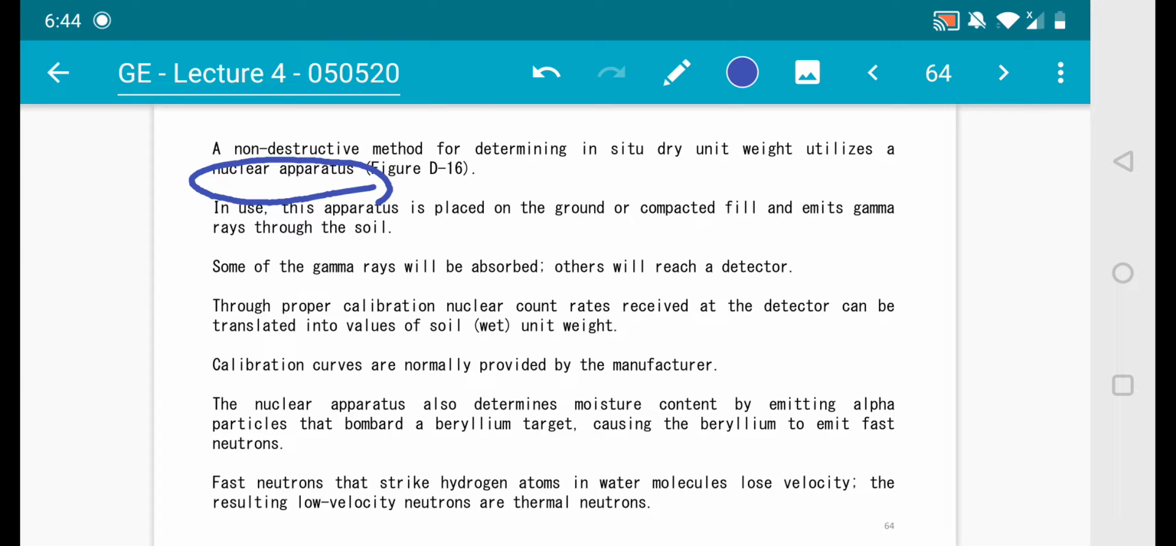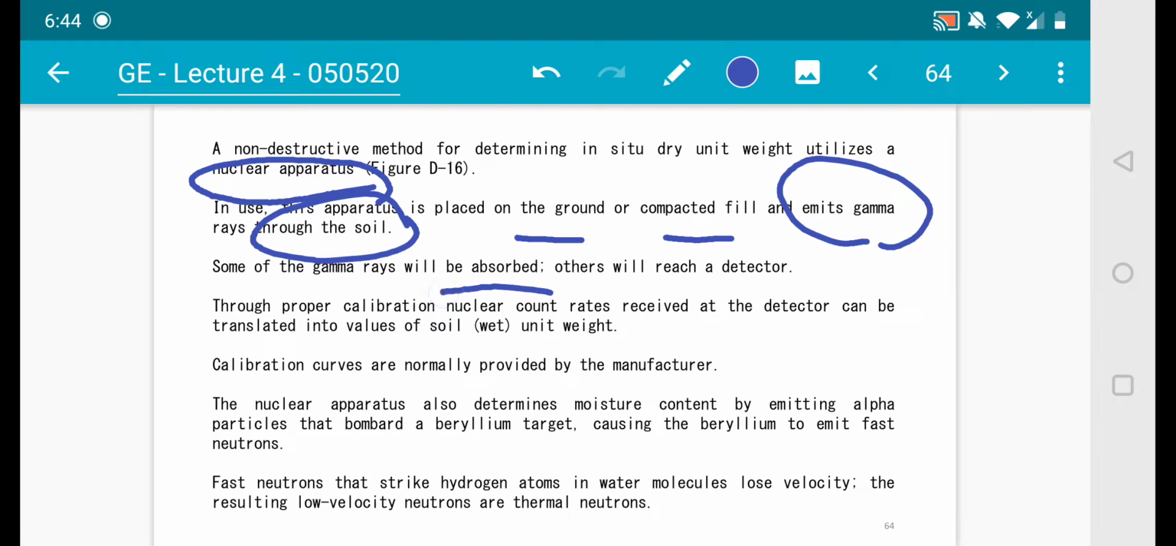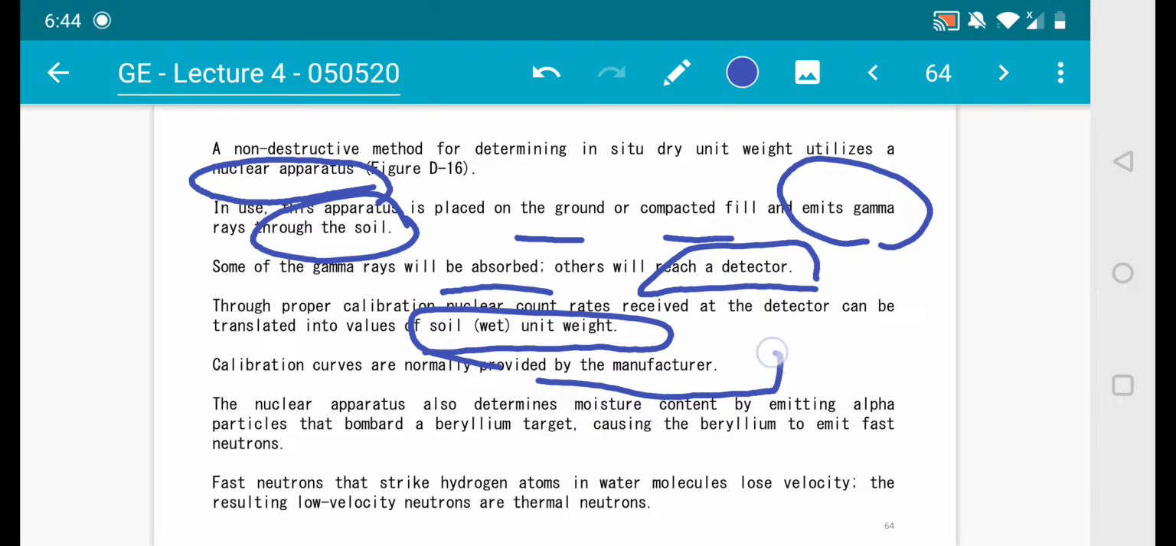This is a non-destructive method for determining in situ dry unit weight. In use, this apparatus is placed on the ground or compacted field and emits gamma rays through the soil. Pretty easy. Some of the gamma rays will be absorbed, others will reach a detector. Through proper calibration, the nuclear count rate received at the detector can be translated into values of soil unit weight. Calibration curves are normally provided by the manufacturer.